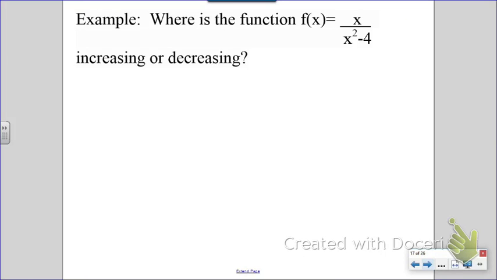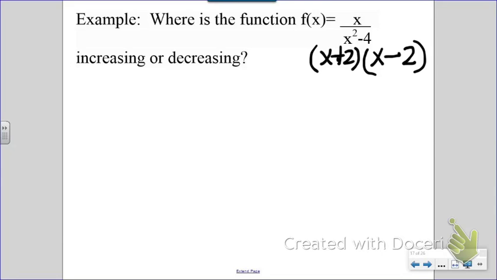Here's another example. Where is the function increasing or decreasing for x over x squared minus 4? So first thing I'm going to do is factor the denominator and take a look at it for a moment just to see what's going on with the function. We can see some different things happening here. It's a difference of squares, so we can see that you're going to have what appears to be some asymptote lines where the function is actually going to be undefined.